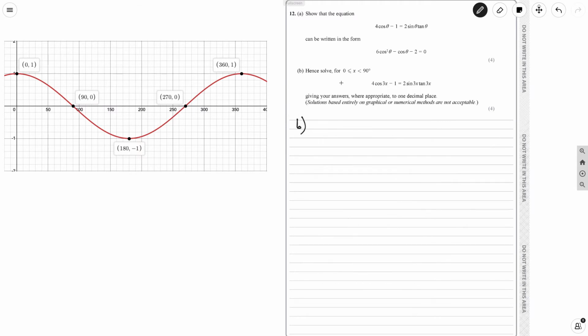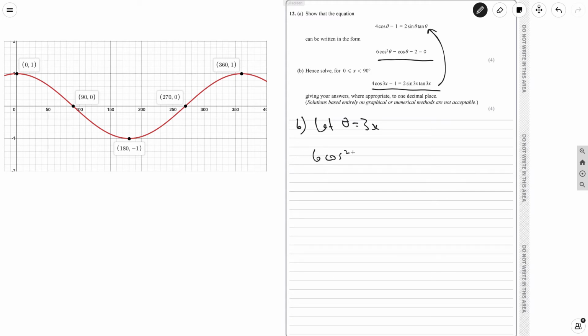So moving on to part B, the trick with part B is to realize that this equation is exactly the same as the equation that we started with, with one minor change. If we let theta equal 3x, then you can see that these two equations are exactly the same. So what that means is that we're kind of halfway through solving this equation, and we stopped at getting this quadratic. So really we need to continue and solve this quadratic.